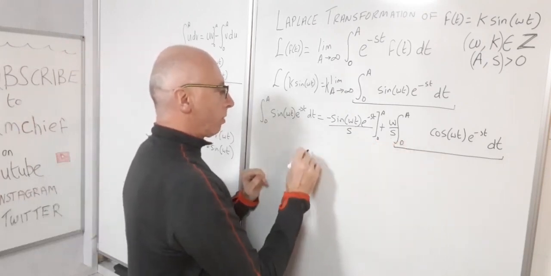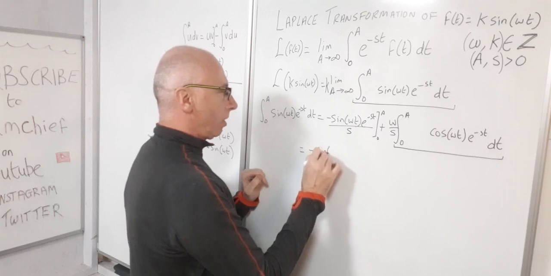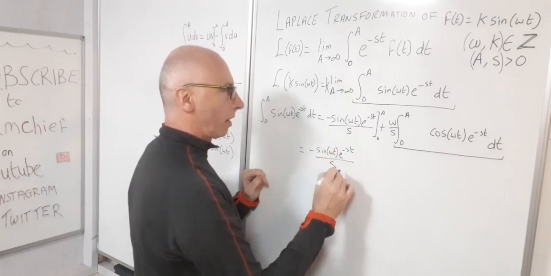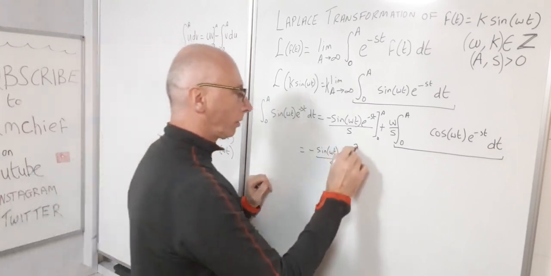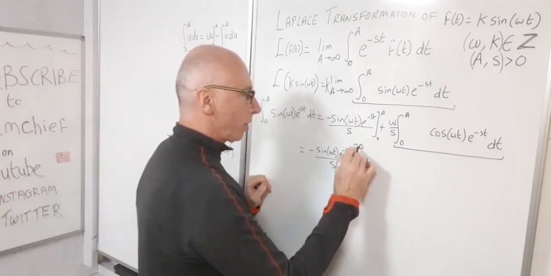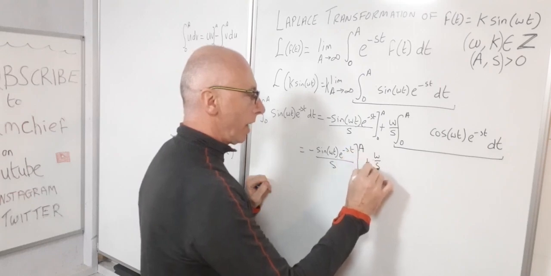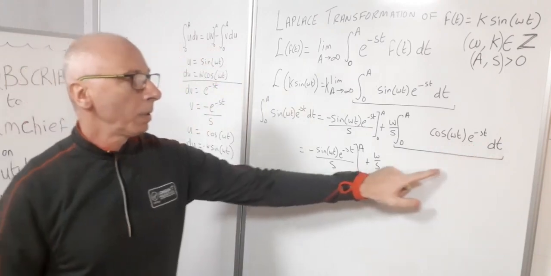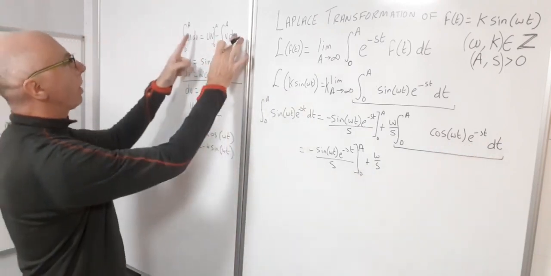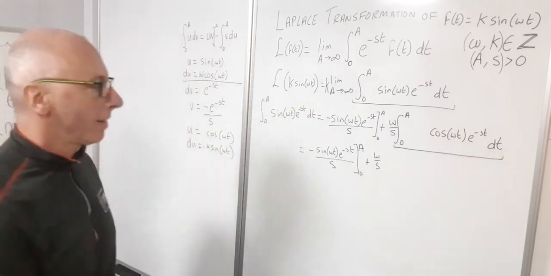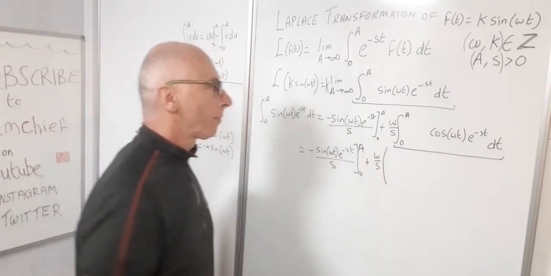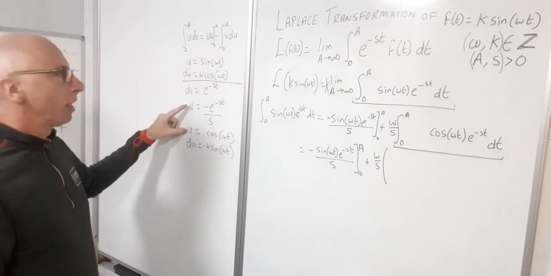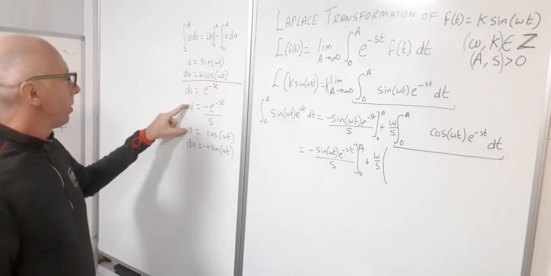So now I've got equals minus sine wt e to the minus st all over s from 0 to a plus w over s. Now this integral here will all be multiplied by ws. So all of my integration by parts will be multiplied by ws. So a nice big brackets here. And then I'm going to have uv. So my new uv is this one. So let's write that one there.